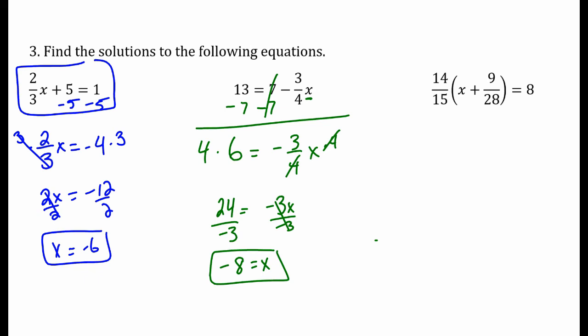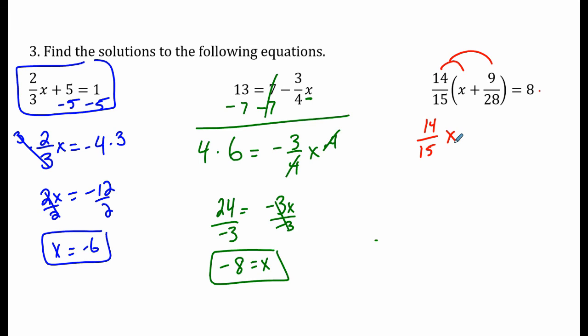This next one looks even more fun. We got a couple places to start. I know what you really want to do is distribute, so I'll go ahead and let you do that. Let's distribute that 14/15 in because I know that's what you want to do, and that's probably what you would do if I wasn't with you here.